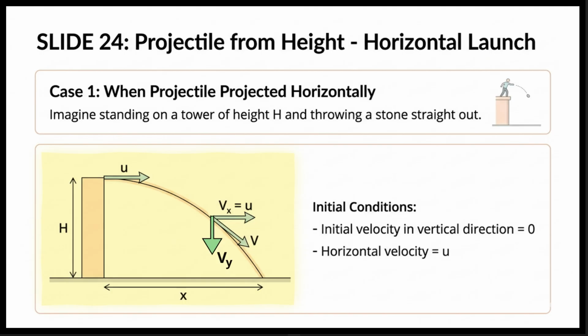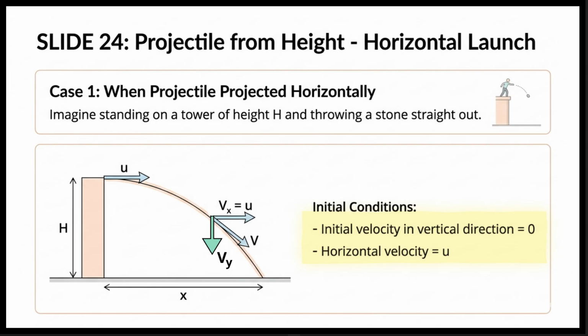The stone leaves the tower with horizontal velocity u and follows a parabolic arc curving downward to the ground at horizontal distance x. The initial conditions are clear. Vertical velocity at launch equals 0, no upward or downward component at all, and horizontal velocity equals u.